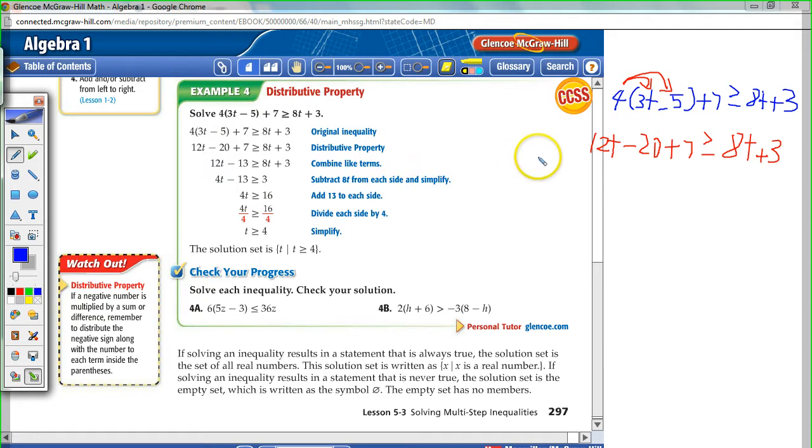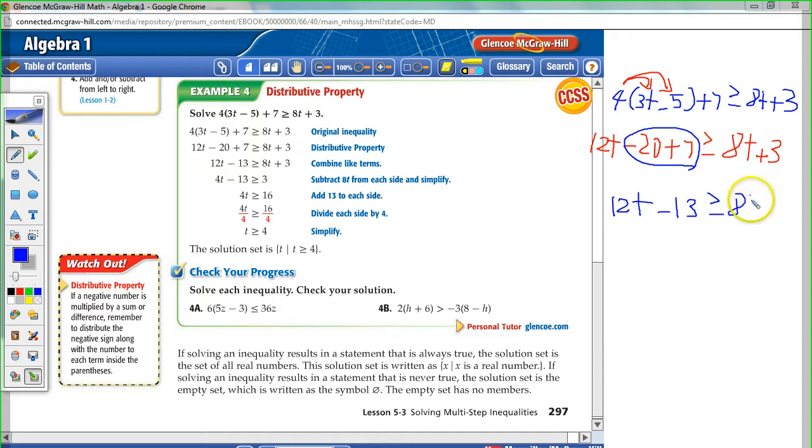So you're going to simplify these numbers first. So negative 20 plus 7 should be negative 13, is greater or equal to 8t plus 3. Okay. So next step here, you want to get all the variables on one side. So let's get rid of this 8t here. Let's get rid of the 8t by subtracting on each side. So that got rid of that. You have 12t minus 8t, which is 4t. You still have the minus 13, greater or equal to. The sign didn't change at all throughout. And you have positive 3 here.